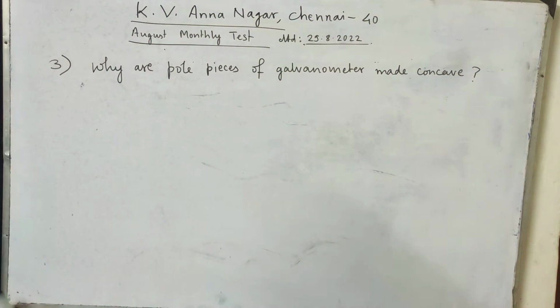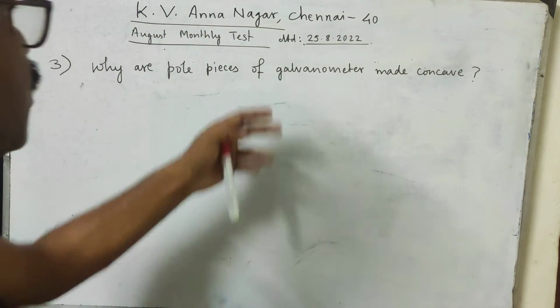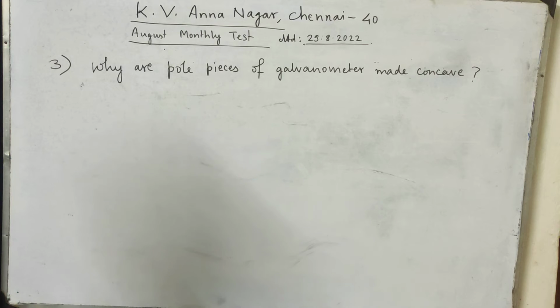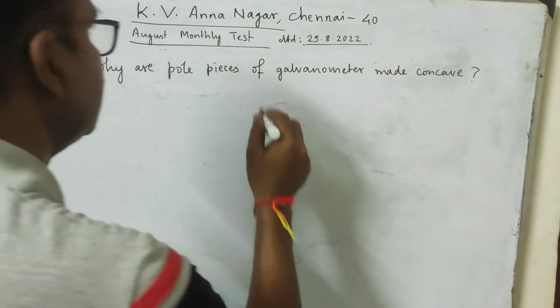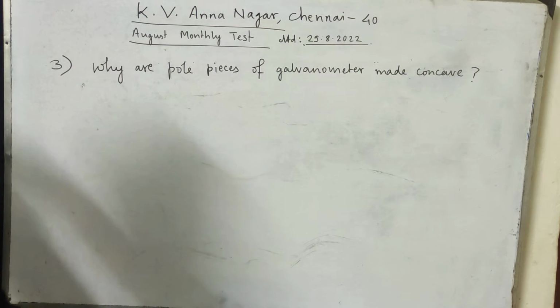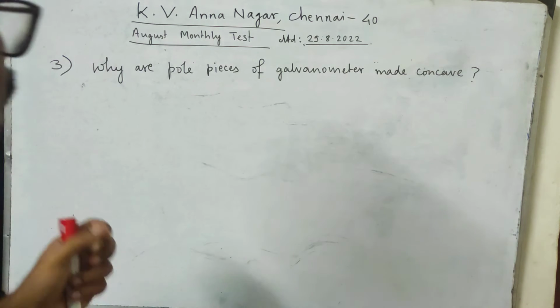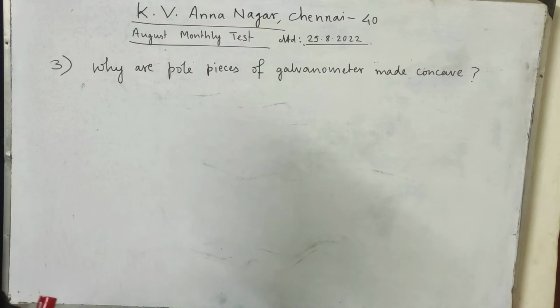So this is your question number 3. Why are pole pieces of galvanometer made concave? Okay. So galvanometer, you need to know how it works. It works on the principle that whenever a current carrying loop is placed in a magnetic field, it experiences a torque.